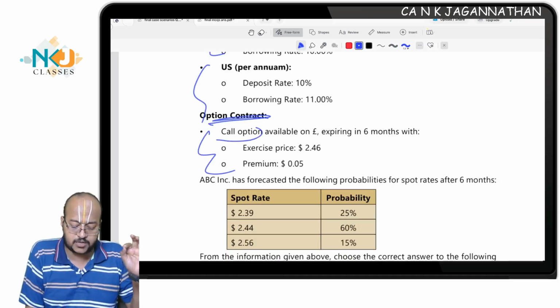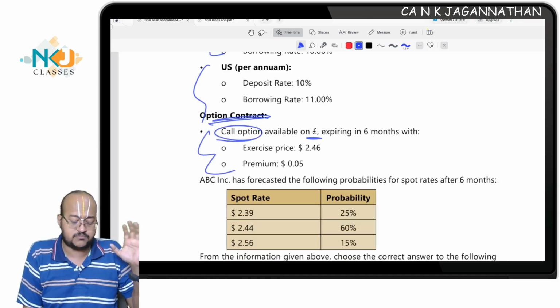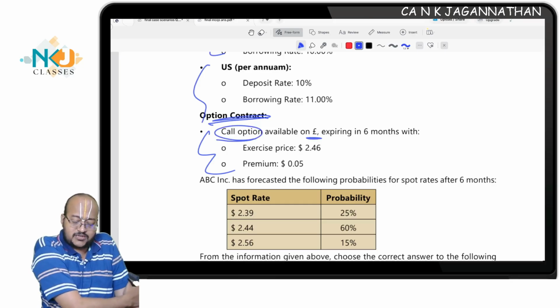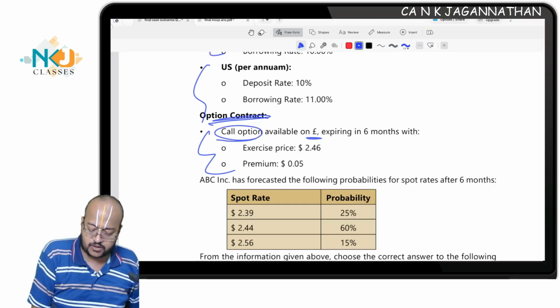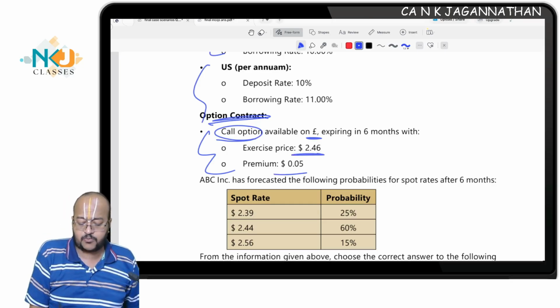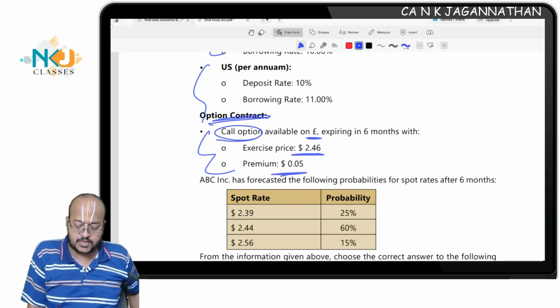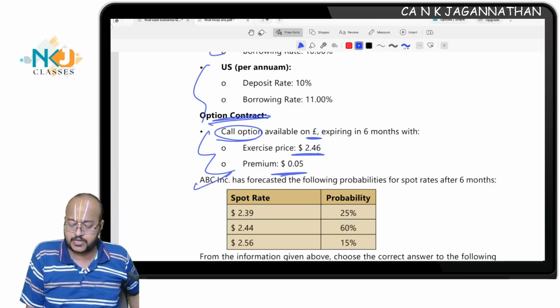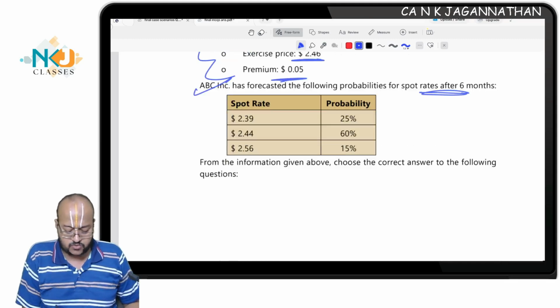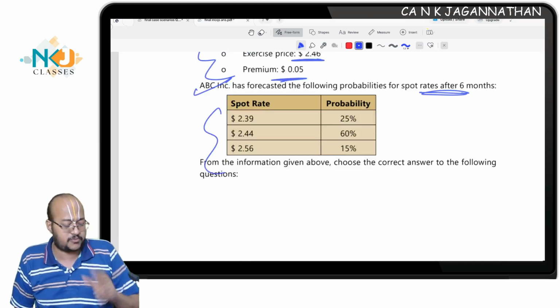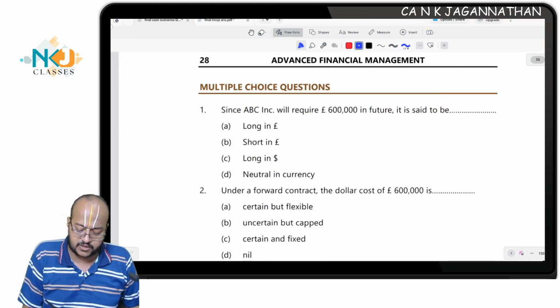See, call option available on pound, expiring in 6 months with an exercise price of 2.46 and a premium of 0.05. ABC Incorporation has forecasted the following probabilities for spot rates after 6 months. Okay, probability based question. Typical. This type of question is given in your module. Let us solve straight away the question.